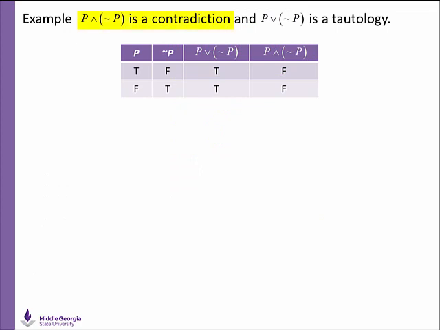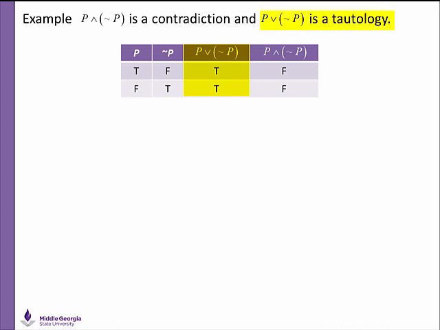Example. P and not P is a contradiction, and P or not P is a tautology. Looking at the truth table, we can see that this is true. We have P, which is either true or false. So not P is false when P is true, and true when P is false. When we OR two statements, P and not P, only one of them has to be true, so P or not P is true in both cases.